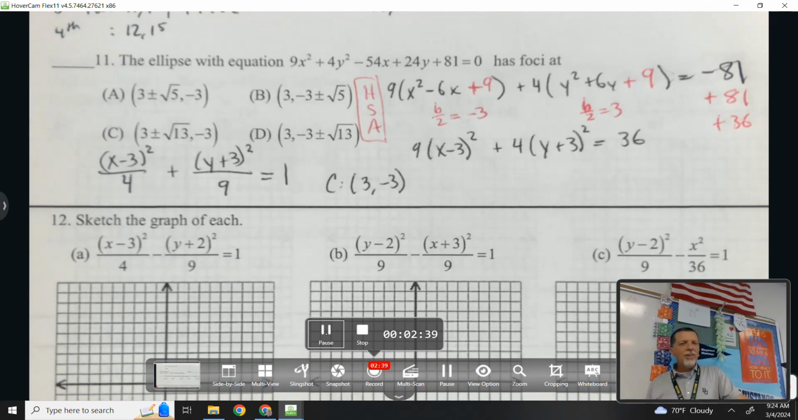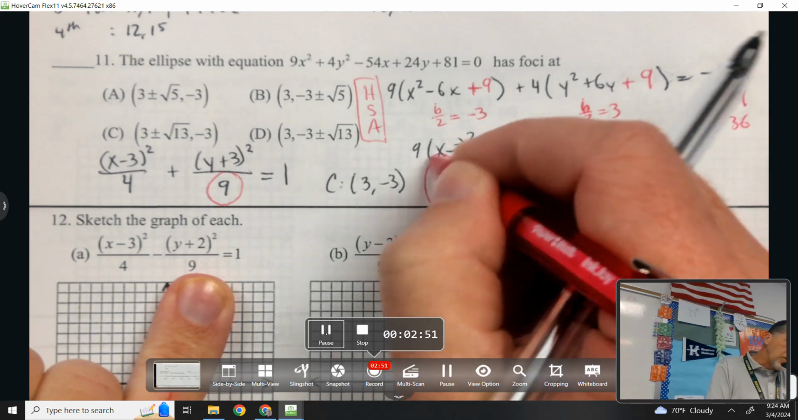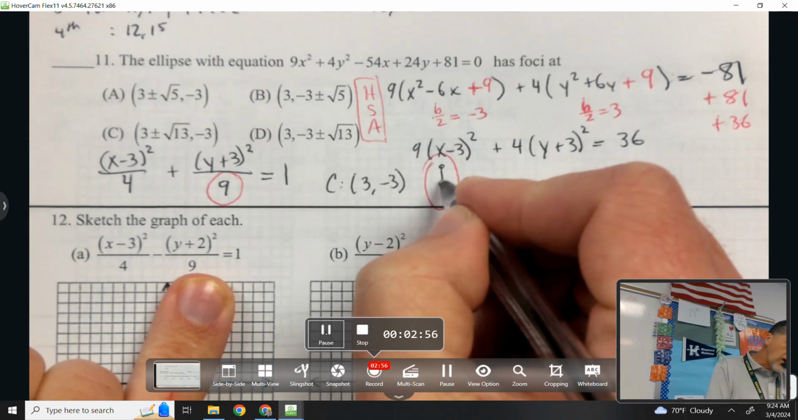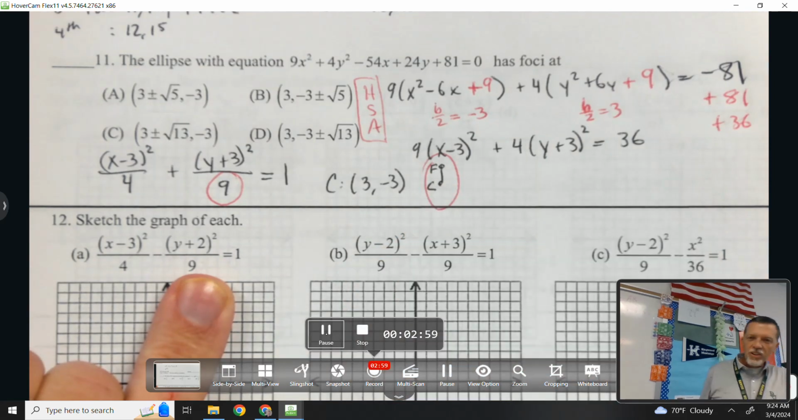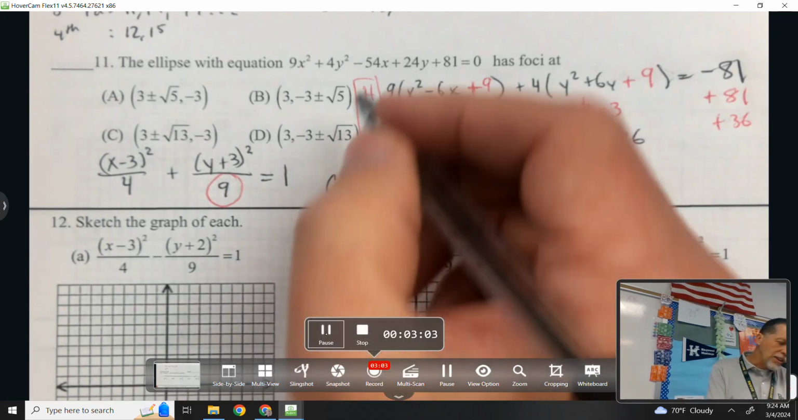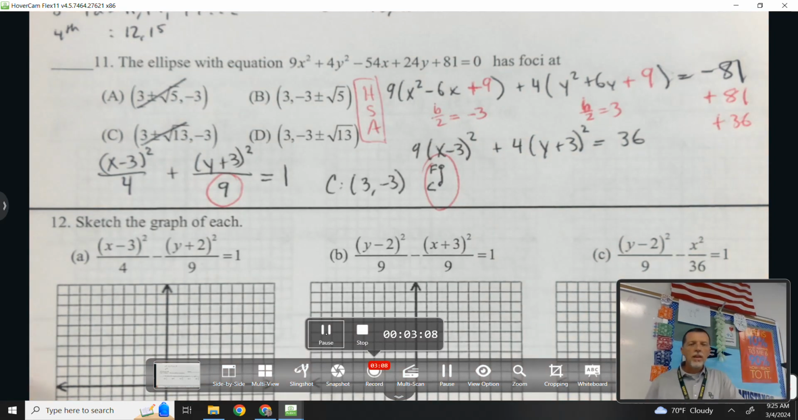Which way are my foci from the center for this problem? Why are they up and down? Because the y value is bigger. The y value is bigger, so I know it's going to be an up and down ellipse. That means my foci will be up and down from the center. In fact, that can narrow down my answer choices. I will need to be adjusting my y values, not my x values. And so now it's just, do I adjust them by root 5 or root 13?